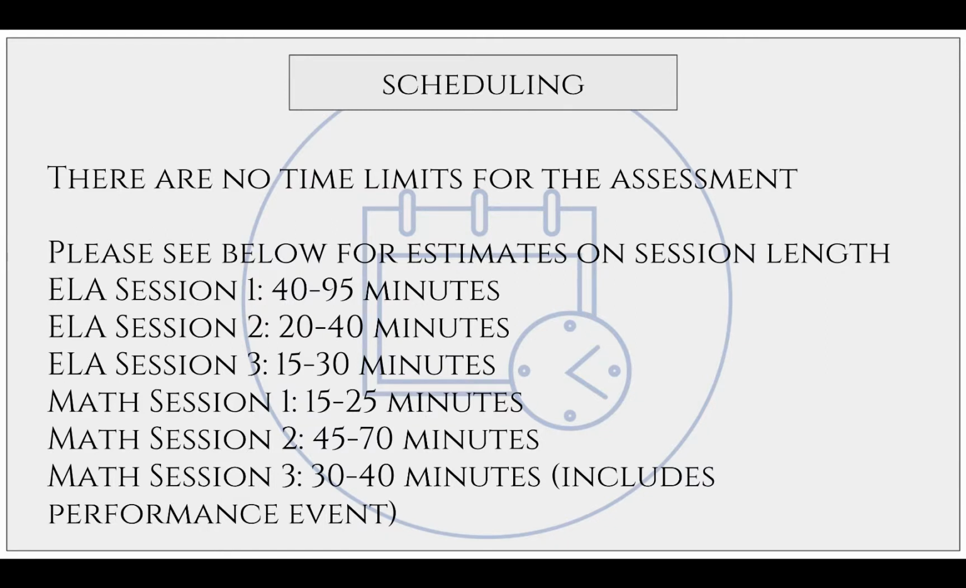There are no time limits for the assessment. Students can take as long as needed for a session and can break that session into multiple sessions if needed. Here we have the different time lengths for each session. Now these are approximate time lengths and it may take more or less depending on the student. ELA Session 1 is typically 40 to 95 minutes. ELA Session 2, 20 to 40 minutes. ELA Session 3, 15 to 30 minutes. Math Session 1, 15 to 25 minutes. Math Session 2, 45 to 70 minutes. Math Session 3, 30 to 40 minutes. And this does include performance event.